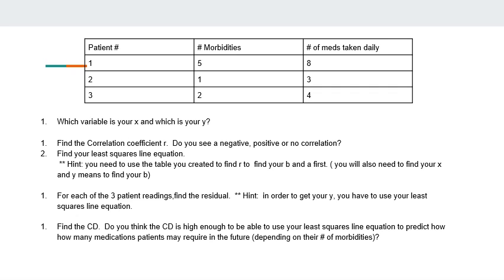Then what you're going to do is find the CD. Finding the CD is going to tell us if our least squares line equation is good enough to use and make predictions about future patients. So that is what we're trying to figure out with this pretend study.